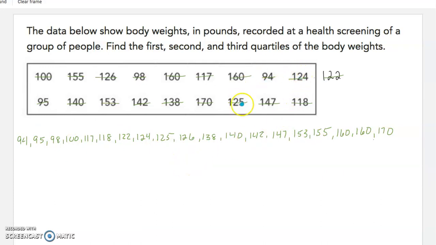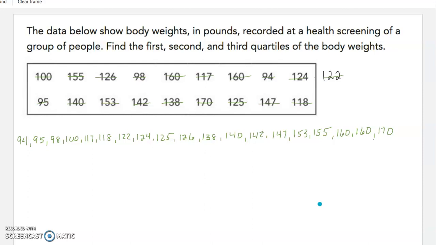The first thing we got to do, since there's 19 numbers, we have to find the one that's in the middle. Now, when there's a bunch of numbers, you could just take a guess, and then count the numbers on each side to make sure there's the same amount on each side. But if I have a lot of numbers, so there's 19 numbers here, I take one away. So 19 minus 1 is 18.